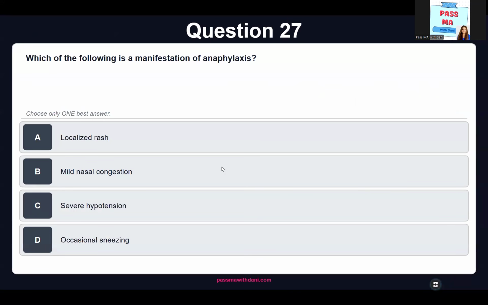All right, question 27. Which of the following is a manifestation of anaphylaxis? A, localized rash, B, mild nasal congestion, C, severe hypotension, or D, occasional sneezing. Manifestation of anaphylaxis.